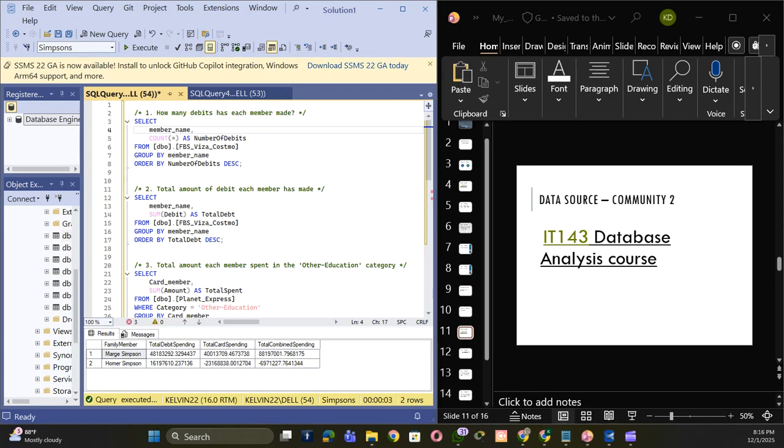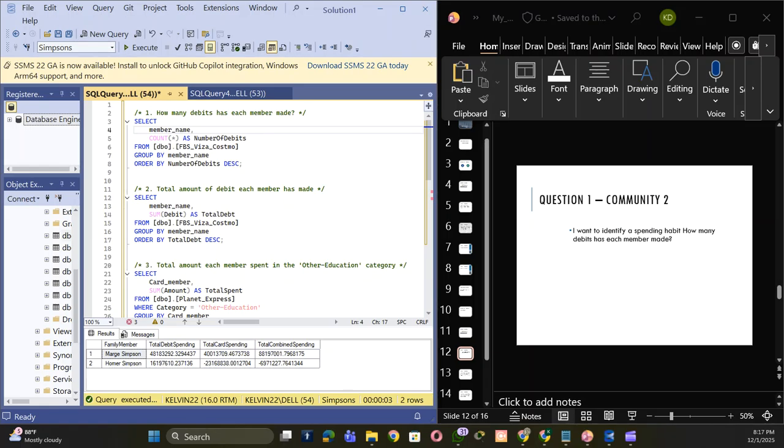Before that, I would like to list the stakeholders. This is a financial advisor for the Simpson family, and I got the same database from the IT143 database analysis course. The first question is, I want to identify a spending habit. How many debits has each member made? And this is the query that I came up with to answer this question.